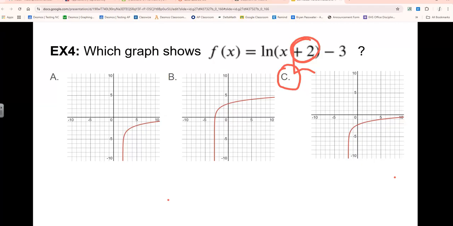Not down. It's the opposite direction, so it's positive, but will actually go negative. But inside of the parentheses is not up or down. Which direction do we go for that? It's going to be left or right, and it does go the opposite direction. So inside of the parentheses is left or right. This one is going to move left 2.